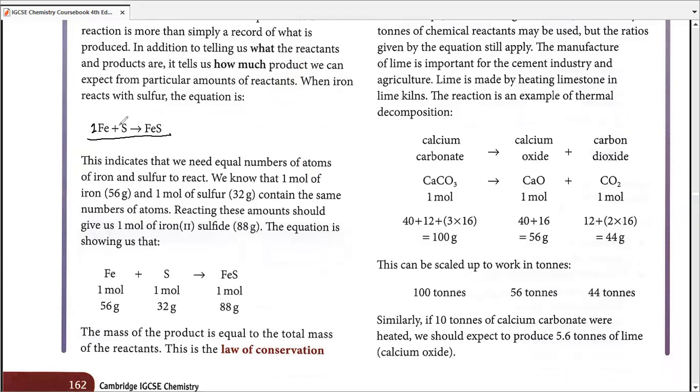1 mole of iron reacted with 1 mole of sulfur produced 1 mole of iron sulfide. The same thing is mentioned over here, here, and here, which means they always have these ratios in terms of moles. Not just that, we clarified the last time that the law of conservation of mass is applied to this portion, which means 56 grams of iron, which is, by the way, the mass of iron in the periodic table, reacts with 32 grams of sulfur, which is the mass of sulfur in the periodic table, gives us 88 grams of iron sulfide.